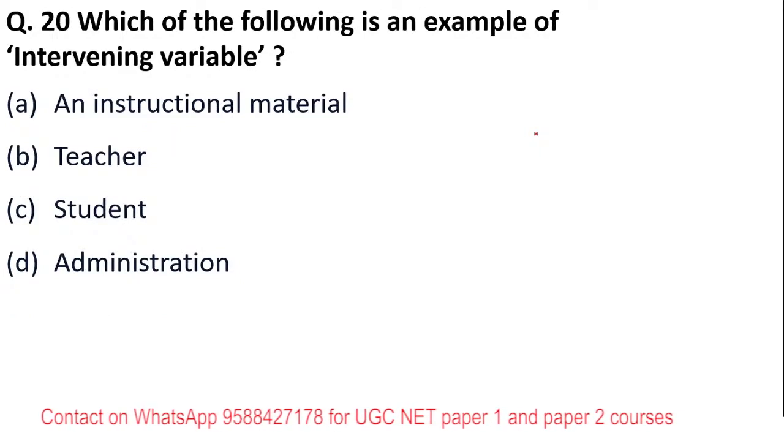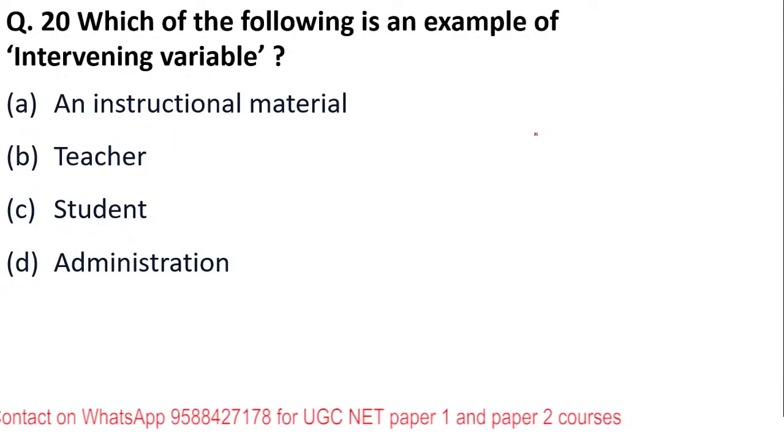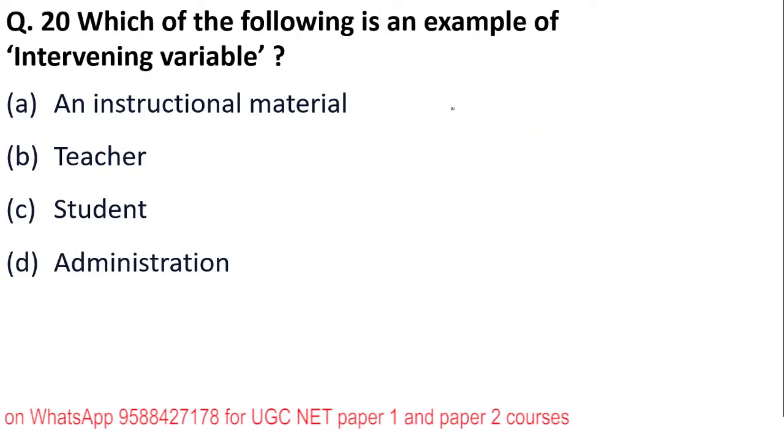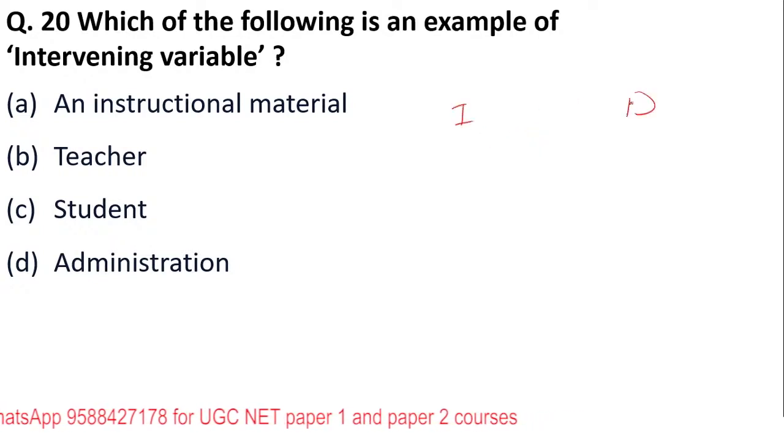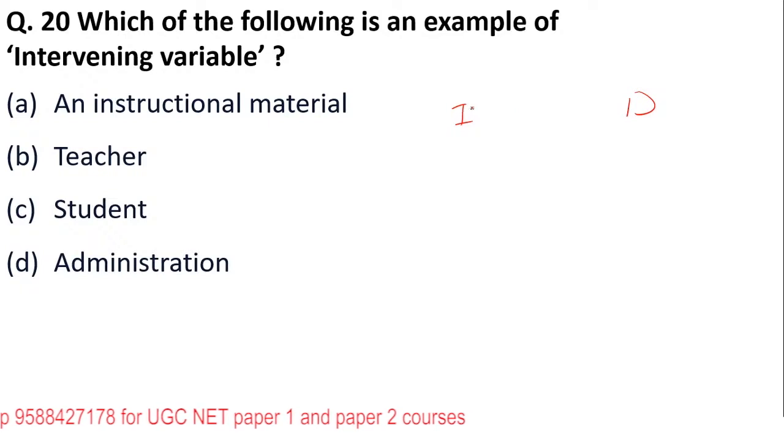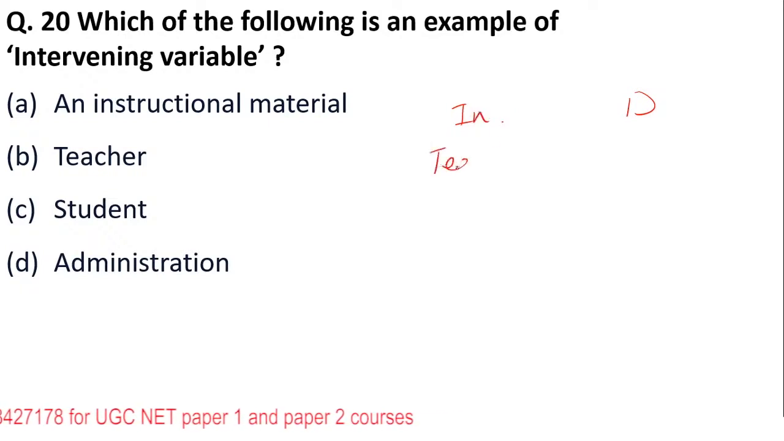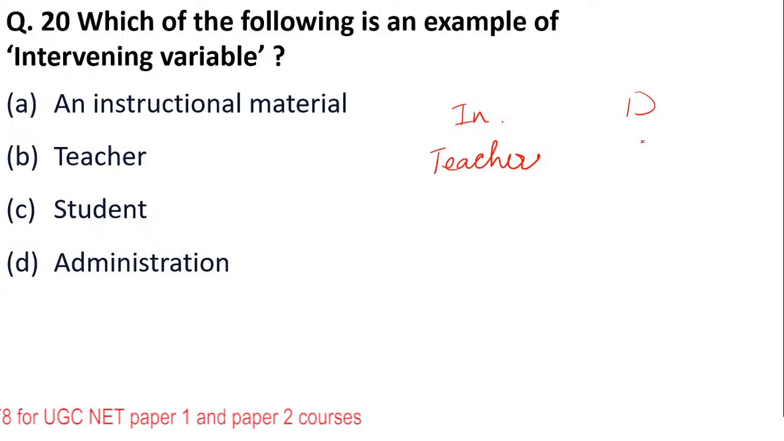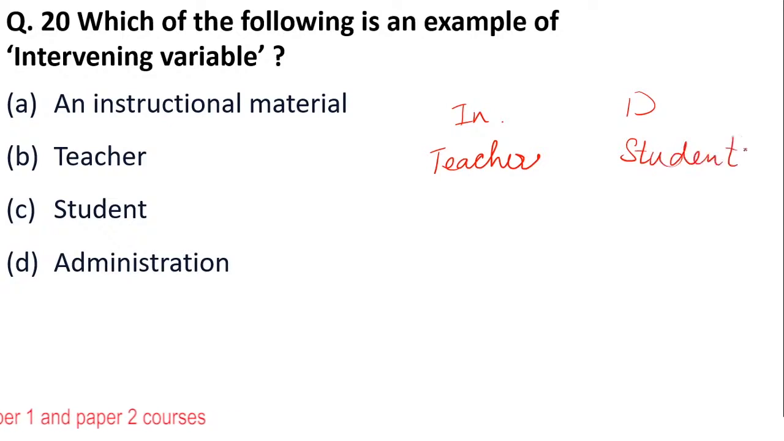Which of the following is an example of intervening variables? Variables in teaching are of three types: independent variable, dependent variable, and intervening variable. The teacher is an independent variable, while the student is the dependent variable, and the intervening variable is also called a mediating variable. The strategies or techniques of motivation are all different types of intervening variables.